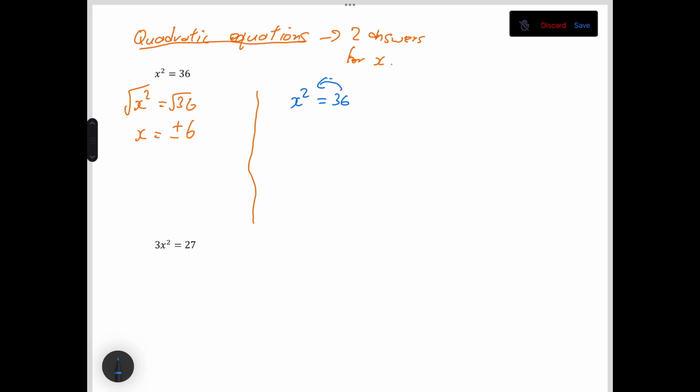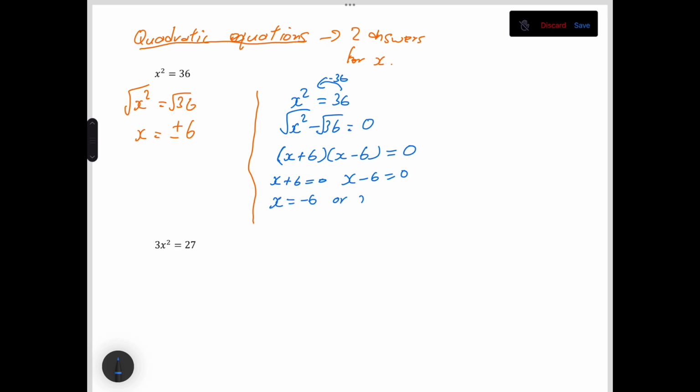Then there's a second way that you might be familiar with. So we transpose the 36 to the left, and it becomes negative 36. So it's x squared minus 36 equals 0. And then we factorize this, because we have the difference between two perfect squares on the left. It gives me x and x, and square root 36 gives me 6 and 6, and then a plus and a minus 6. So x plus 6 equals 0, or x minus 6 equals 0. Therefore, x is equal to negative 6, or x is equal to 6. And that's how we do that.